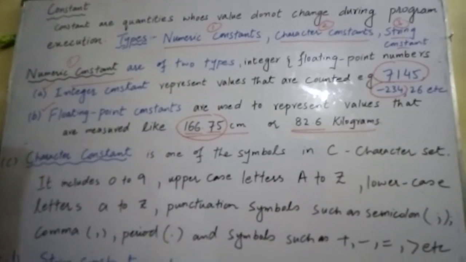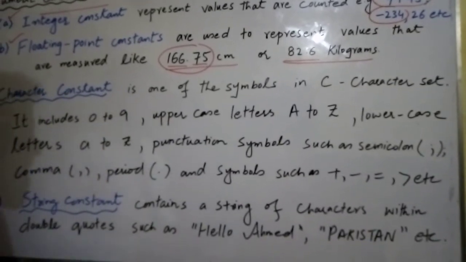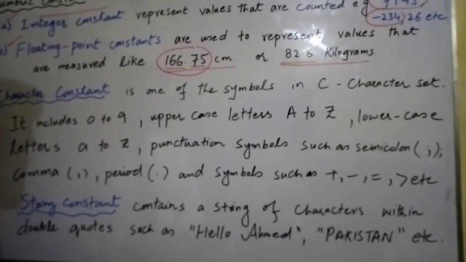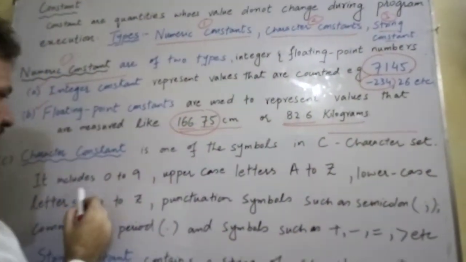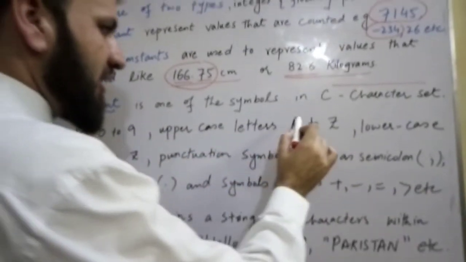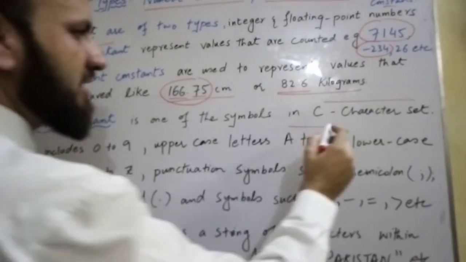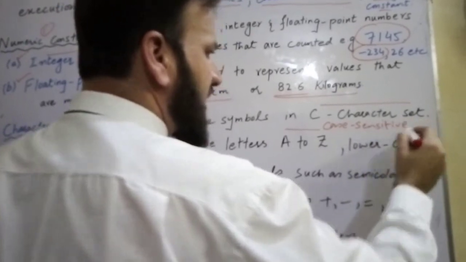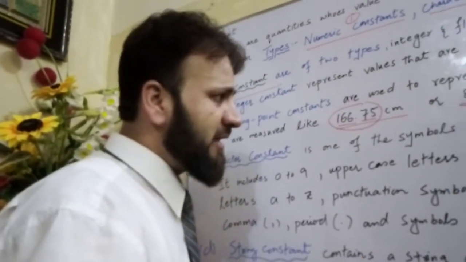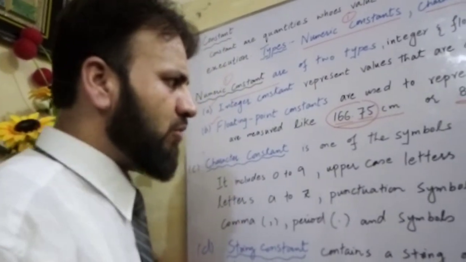Next is number C, character constant. Generally we use single quotes for a character constant. A character constant is one of the symbols in the C character set. It includes 0 to 9, uppercase letters A to Z, and lowercase letters a to z. Remember that C is case sensitive. Case sensitive means uppercase A has a different code and similarly lowercase a has a different code. Both have their different binary codes.